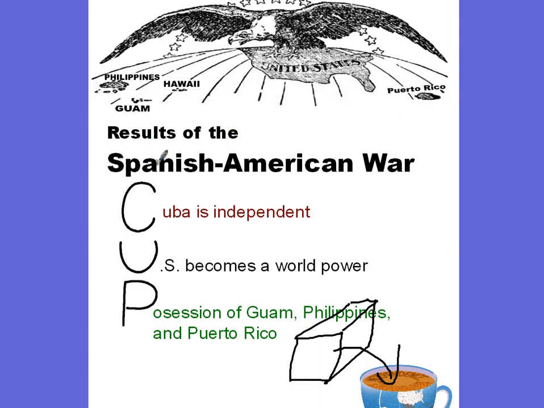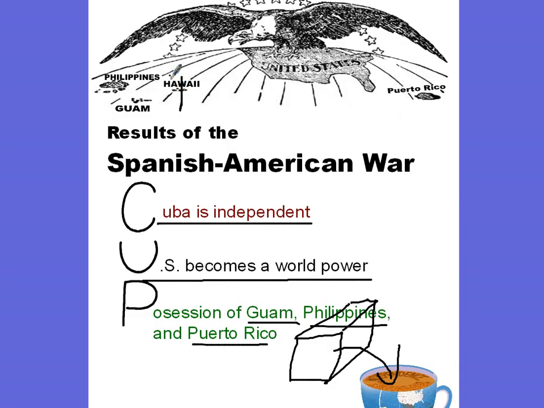So the results of the Spanish-American War are Cuba becomes independent. We do not get Cuba. The United States, by defeating a world power, becomes a world power. And then we get the possession of Guam, the Philippines, and Puerto Rico.